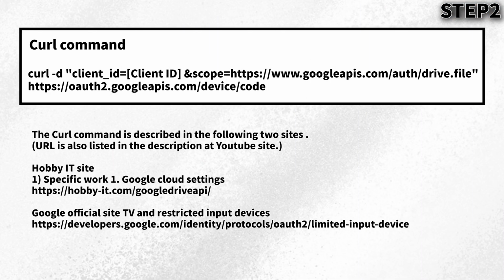Make preparations before executing. The curl command itself is long, so create the command in advance with a text editor. What kind of command to execute is described in the Hobby IT site, Google official guide, etc., so copy and paste there and rewrite only the necessary parameters. This time, it is necessary to rewrite the client ID to the value obtained in step 1. You can use any text editor, such as Notepad, but this time we will use the Sakura editor. Let's create it.